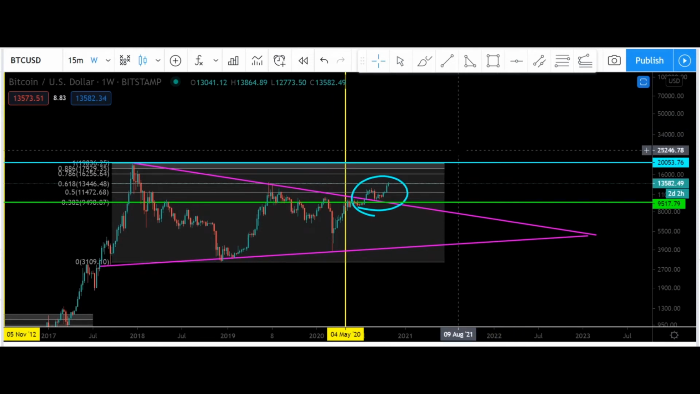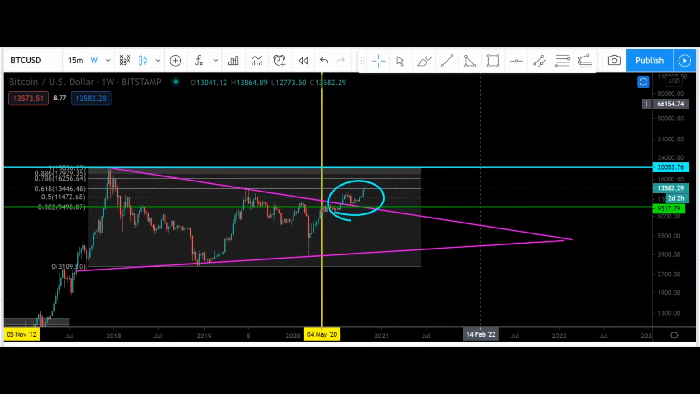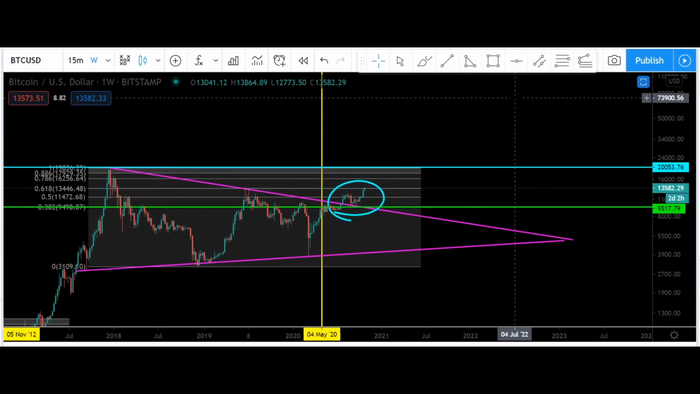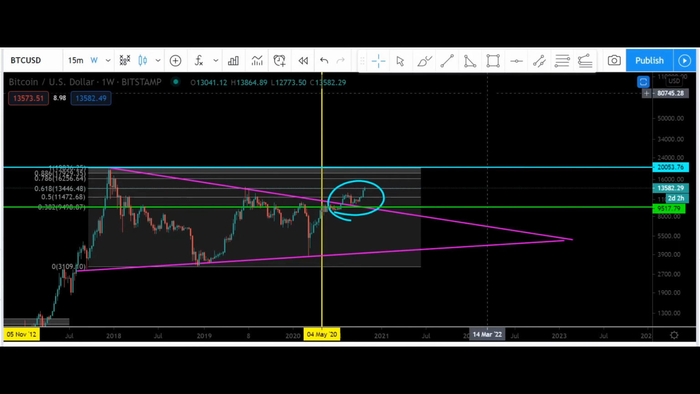I think this is absolutely incredible how the technicals are lining up, and with the way the economy is, with everybody printing tons of money, like everything is just really looking up, in my opinion.